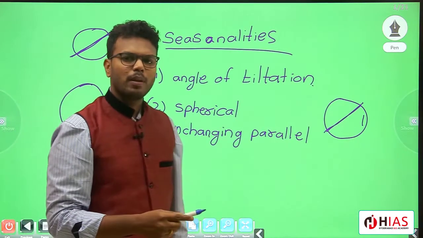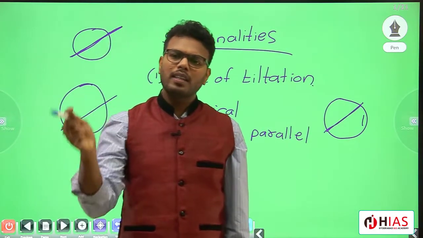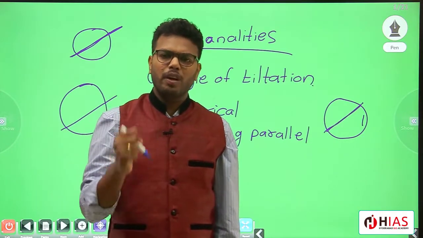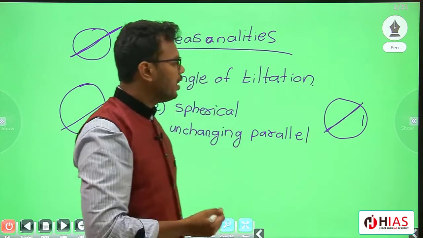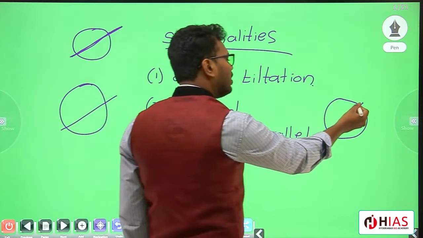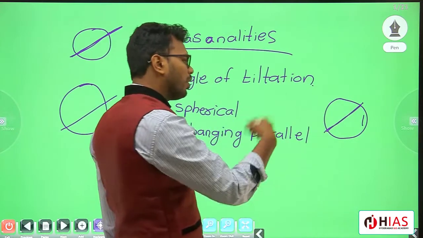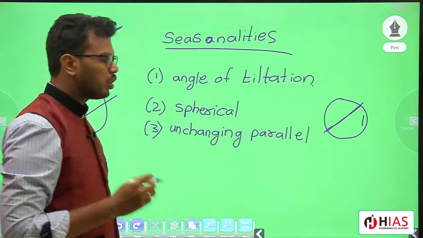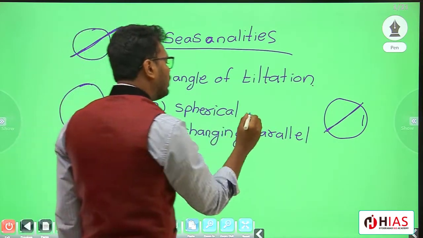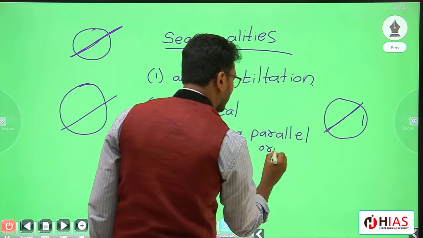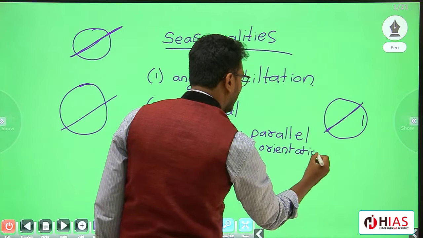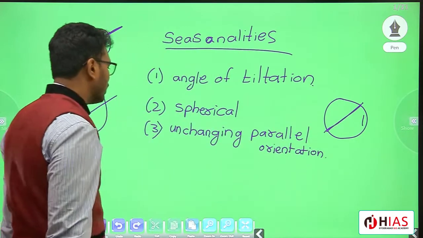So the thing is that the Earth is moving in its orbit around the sun. In different places the Earth is changing its position, but the axis is the same everywhere. Whatever point you take, the axes are parallel to each other. That is why I am calling this unchanging parallel orientation. So this is the third reason.